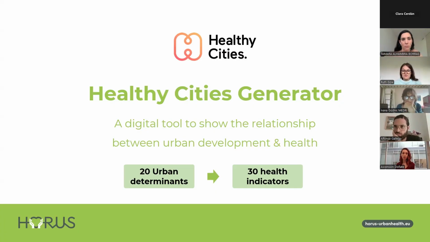And as a result of this research, we linked these 20 urban determinants to 30 health indicators. And these cover physical and mental health issues, and also environmental health and lifestyle factors, which, as you know, within HORUS is one of the main focuses for us. Next slide, please.